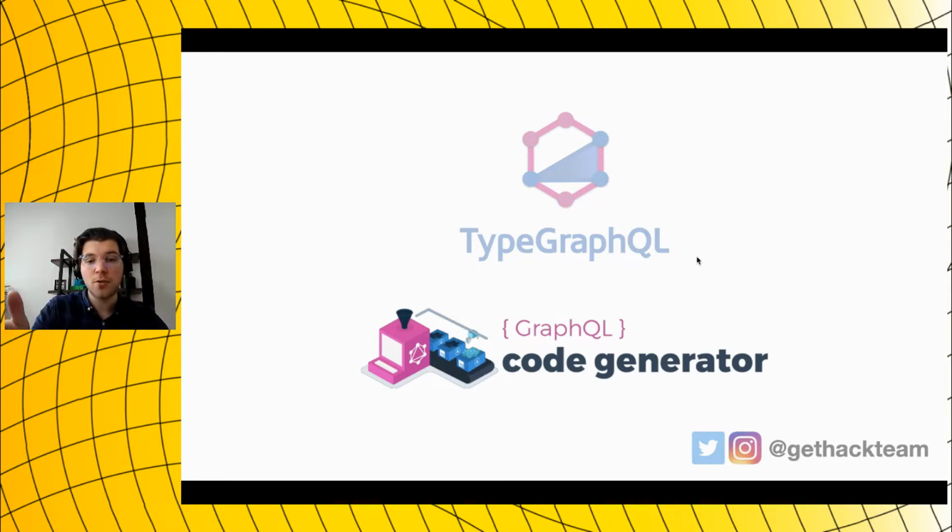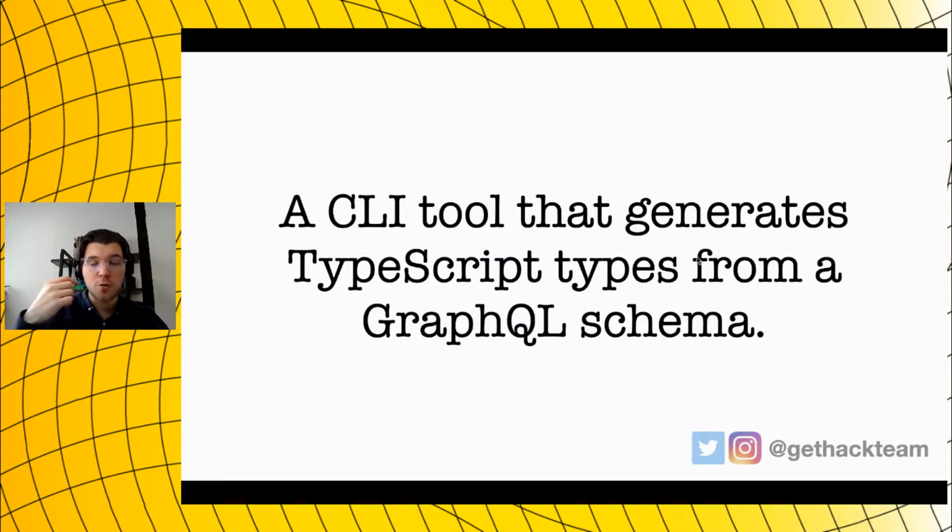So this is basically the other way around, and you can do it with a package called GraphQL Code Generator. And actually, it's more than just a single package. It's an entire CLI that supports multiple packages in the form of plugins. But you're going to see that in the demo for the exercises. So GraphQL Code Generator basically is a CLI tool that generates TypeScript types from a GraphQL schema.